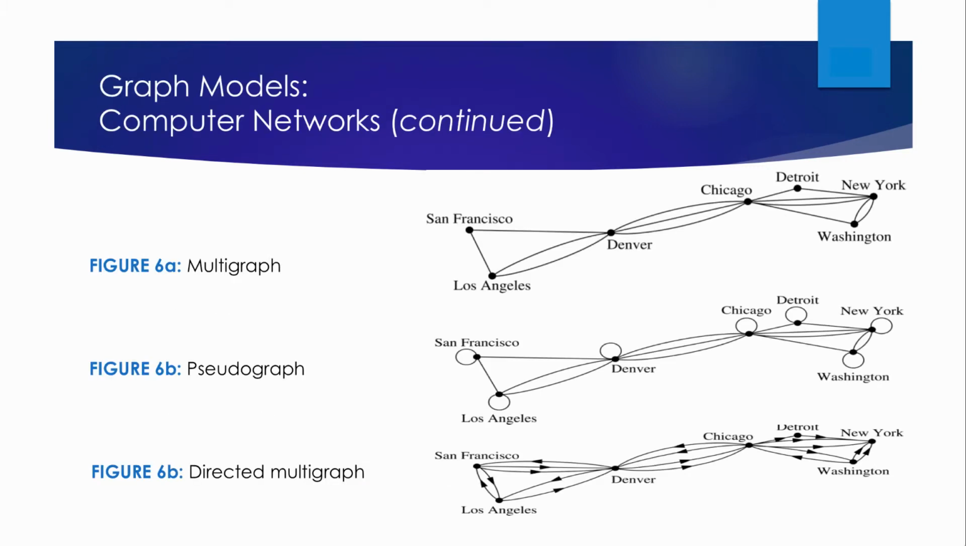To model a computer network where we care about the number of links between data centers, we use a multigraph, as we see in the figure. To model a computer network where we have a diagnostic link at a data center, we use a pseudograph, as loops are needed in this case. To model a network with multiple one-way links, we use a directed graph. Note that we should use a directed graph without multiple edges if we only care whether there is at least one link from a data center to another data center.